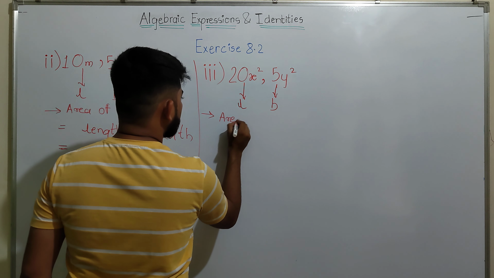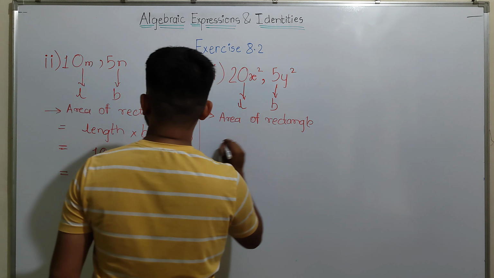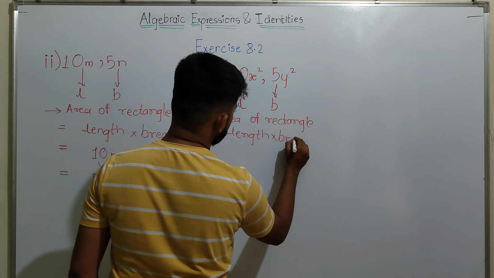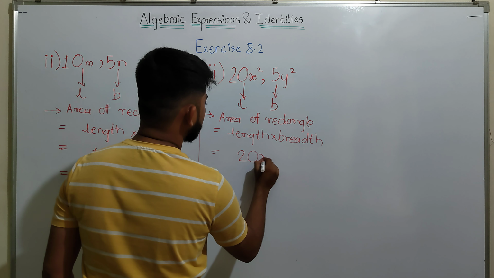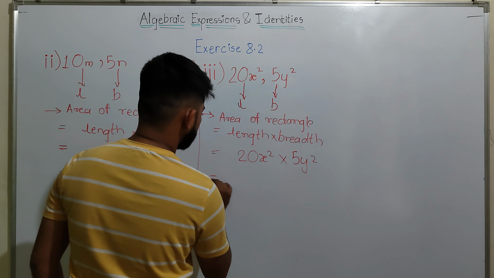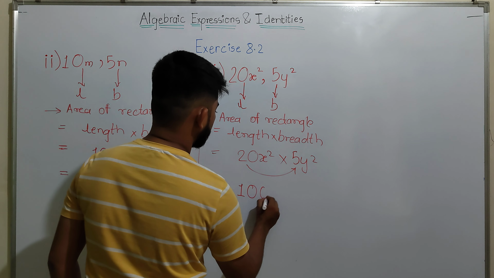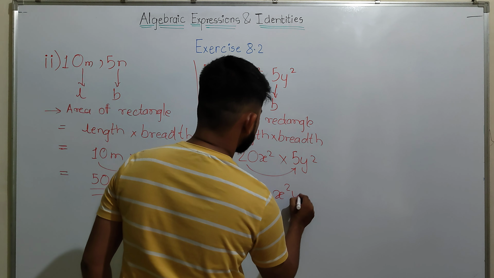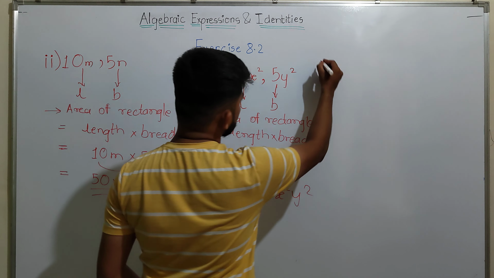Now area of a rectangle is equal to length into breadth, right? What do we have as length? We have 20x square. What do we have as breadth? 5y square. Now 20 into 5, 100. x square into y square, x square y square. So this is the required area of the rectangle of the given question.